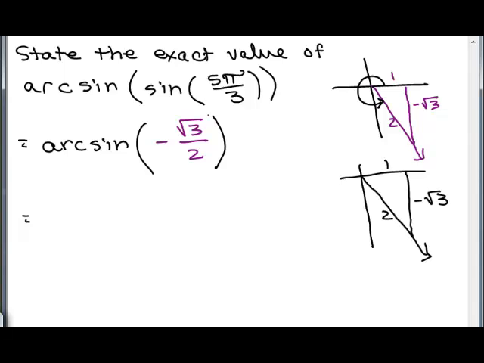But what angle is this? We need to say it's a negative angle, right, going in that direction, and that is negative pi over 3. So the answer is negative pi over 3. The final thing is you're looking for an angle, right? Arcsine.